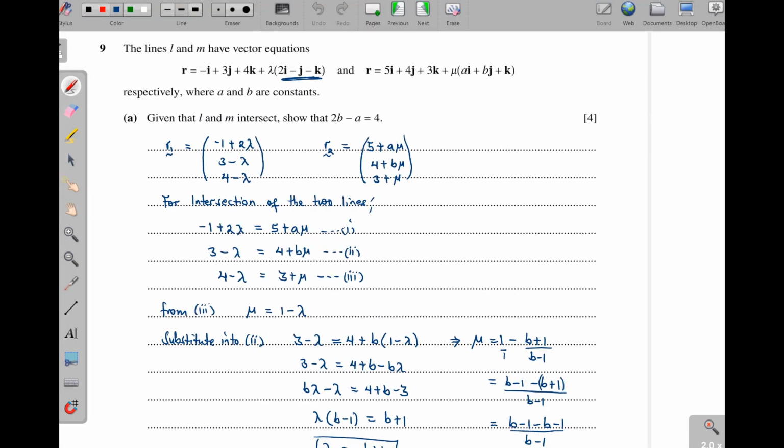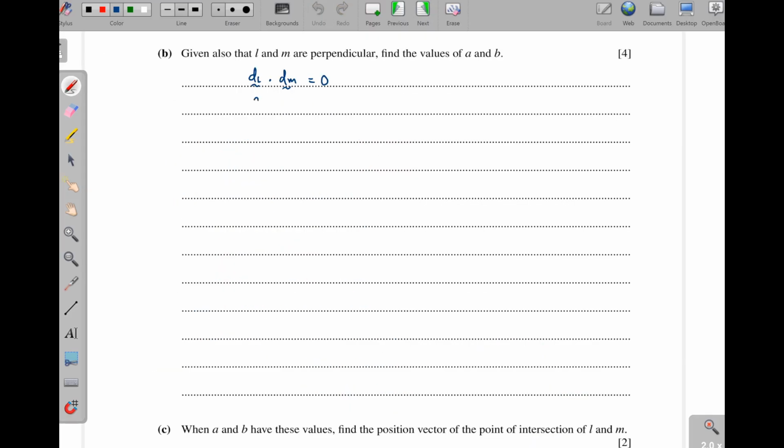Which is 2, minus 1, minus 1, and then a, b, 1. So we shall have (2, minus 1, minus 1) dot it with (a, b, 1). This one should be equal to 0. Then from here we shall have 2a minus b minus 1, which shall be equal to 0. What does this mean?